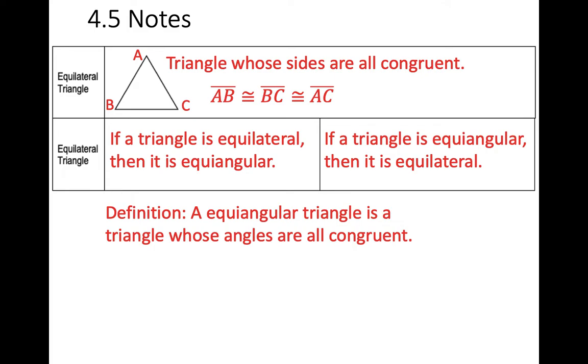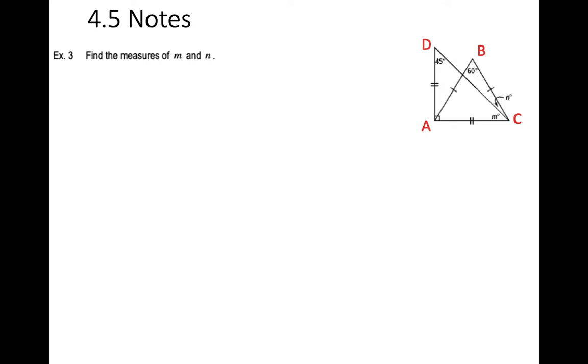So if I know the three sides of a triangle are congruent, then I know its three angles are congruent, and conversely, if its three angles are congruent, then I know that its three sides are congruent. So this problem is asking us to find the measures of M and N.